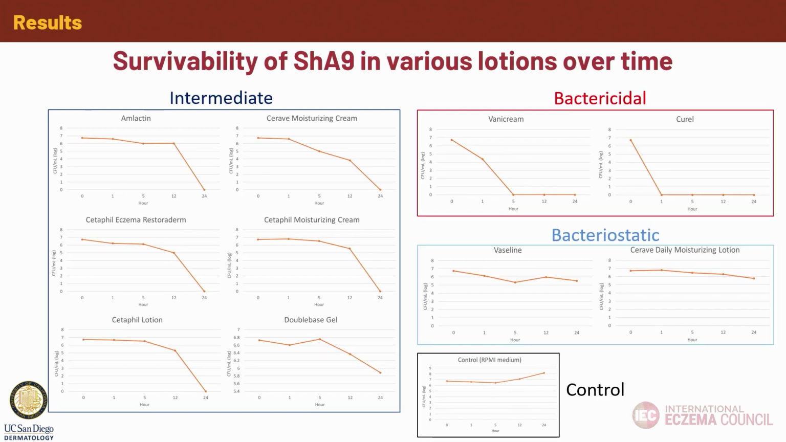We found, as you can see on the left side, that 6 out of the 10 moisturizers had what we call an intermediate effect, meaning they were somewhere between bactericidal activity and no overgrowth of bacteria. Two out of the 10 products, Vanicream and Curel, had bactericidal activity, meaning that by hour 1 and 5, we could no longer see SHA9 survivability. And 2 out of 10 had a bacteriostatic effect, Vaseline and CeraVe Daily Moisturizing Lotion, which had a somewhat slow downward trend, but no overt bactericidal activity or overgrowth of bacteria.